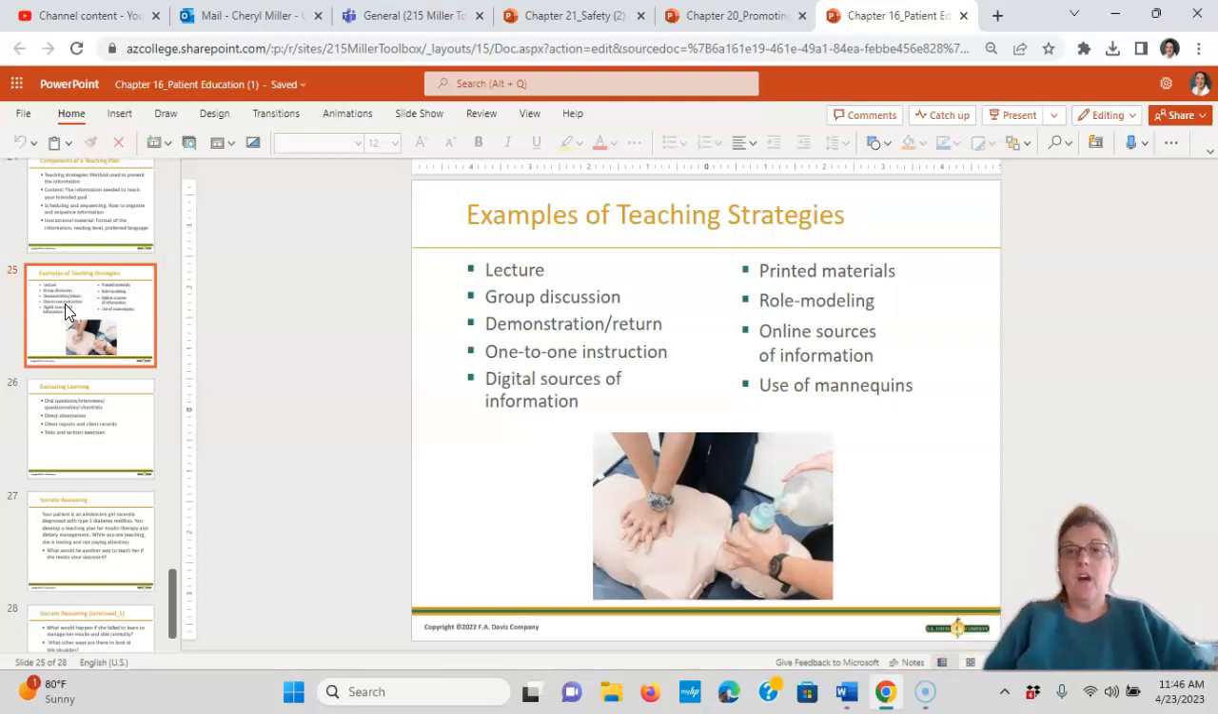Online sources of information and the use of mannequins. So we use mannequins quite a bit in simulation, but that's what you would do. You would take them to a sim lab or bring the mannequin to them to be able to use. So just think about the last CPR class you went to.